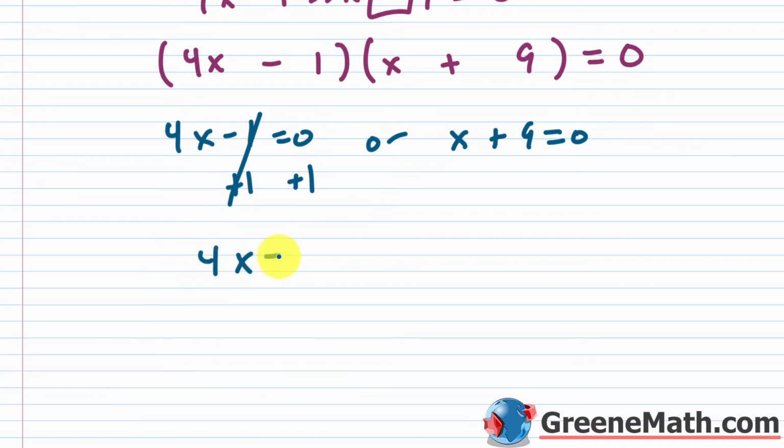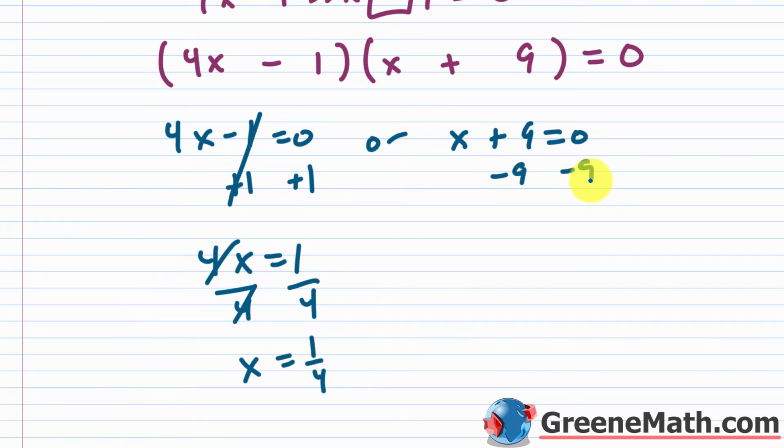This will give me 4x is equal to 1. Divide both sides by 4. We'll cancel that and say x is 1/4. Over here, let's subtract 9 away from each side. We'll cancel this. So also x could be -9. Now again, we have to check these.